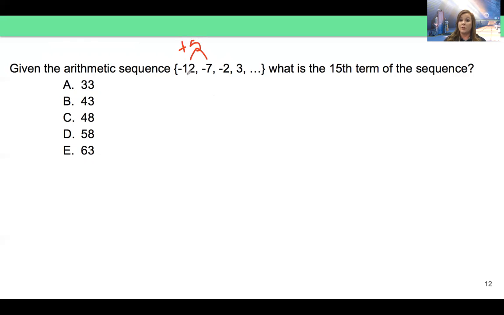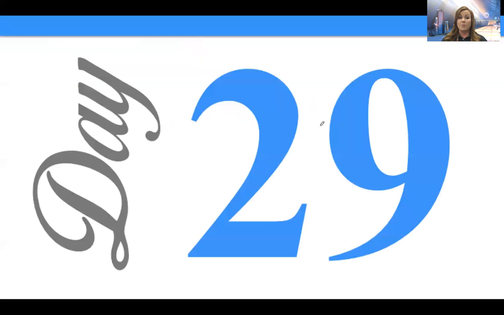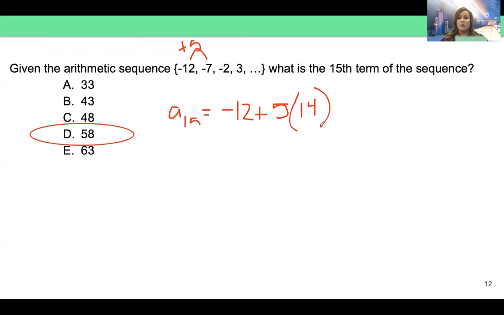So take the first term in the sequence. We want the 15th. So that is the first term, negative 12, plus whatever our common difference is, 5 times n minus 1, which is 14. 15 minus 1 is 14. Take your calculator. 5 times 14 is going to give you 70. Minus 12 gives us 58. Hopefully everybody got everything right on that. Yes, and we're improving. So now you have your exit ticket.